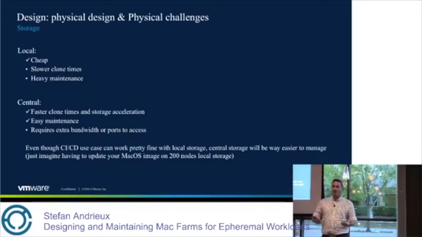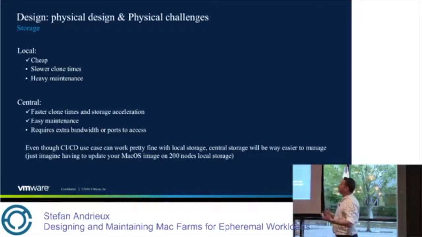Local storage is super cheap, and especially on the Mac platform, we have pretty fast storage. So there's a good feeling there. Maybe I could use local storage. The issue is you may have slower cloning time, and you will have heavy maintenance. Just imagine you have to copy your macOS image to 200 nodes anytime you update it. That's painful. Painful equals expensive in operation, equals error prone. I see my fellows from MacStadium laughing in the back.